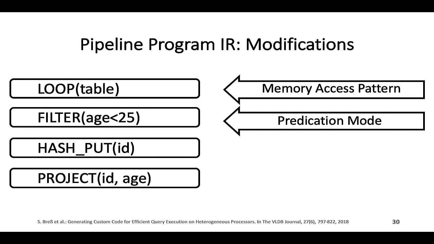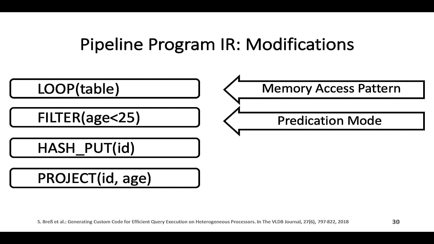Then, for a filter instruction, we can evaluate the predicate with an if statement, so a conditional evaluation, or we can apply an optimization called software predication. This is a predication mode, which is part of the pipeline program. Software predication means you evaluate the predicate, then you store this as a Boolean value in a variable, and then you write your output tuple to the output buffer, and you increment the output counter by the result of the predicate expression. It's in order to optimize branch predictions.